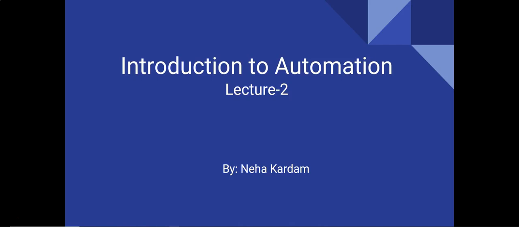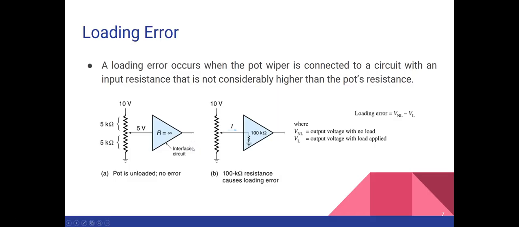In this lecture, we are going to learn about loading error. Loading error occurs when the pot wiper is connected to a circuit with an input resistance that is not considerably higher than the pot's resistance.